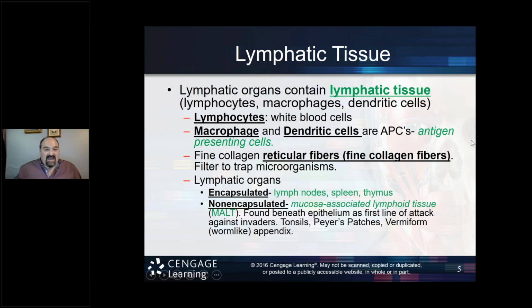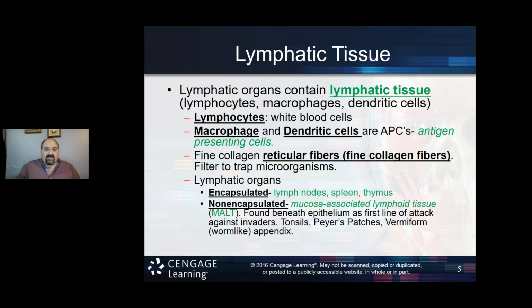So, lymphatic organs. We have encapsulated and non-encapsulated. This is important, as you'll see when we talk about the kidneys and the adrenal glands. Recall that we were just looking at endocrine tissue, and the adrenal tissue has a capsule around it, and then we have the different layers of the cortex and the medulla. You'll see this in the kidneys when we talk about the urinary system: encapsulated.